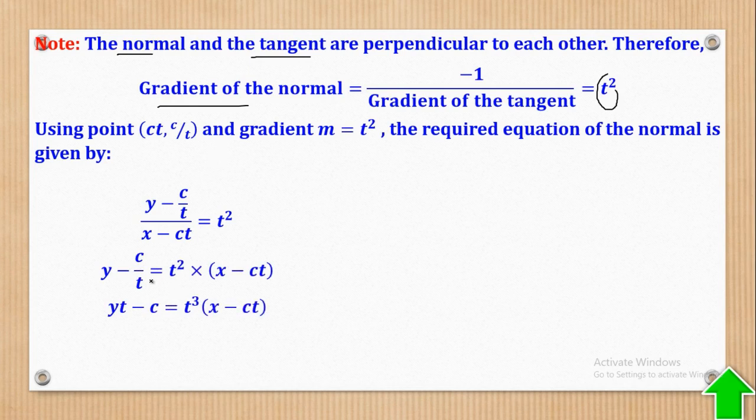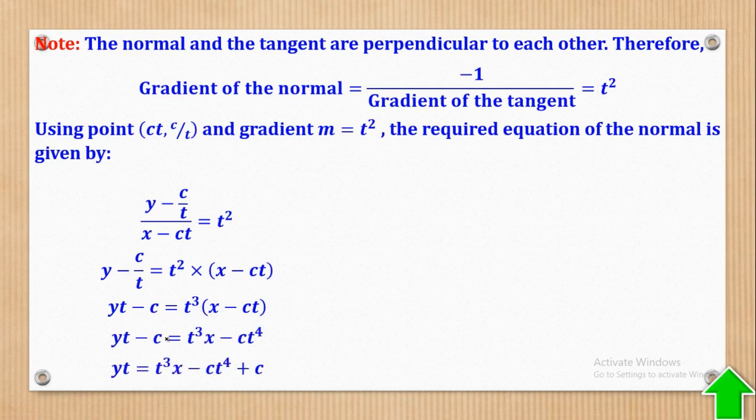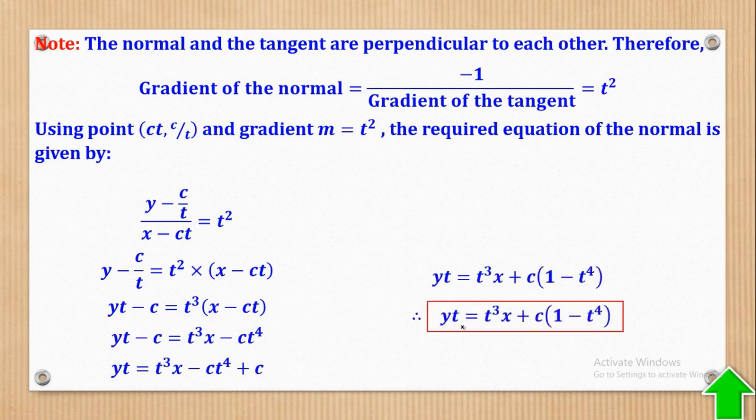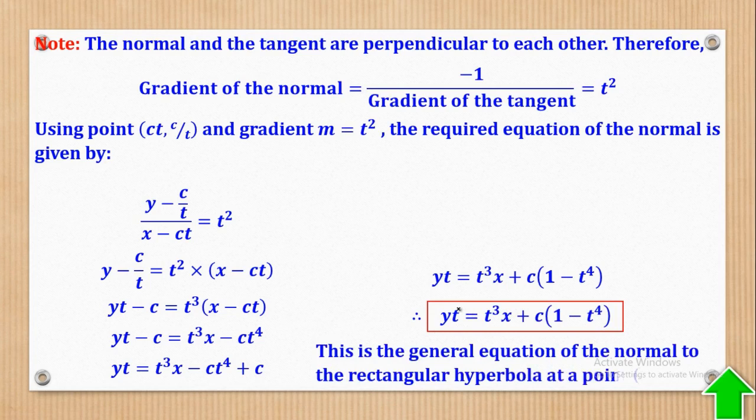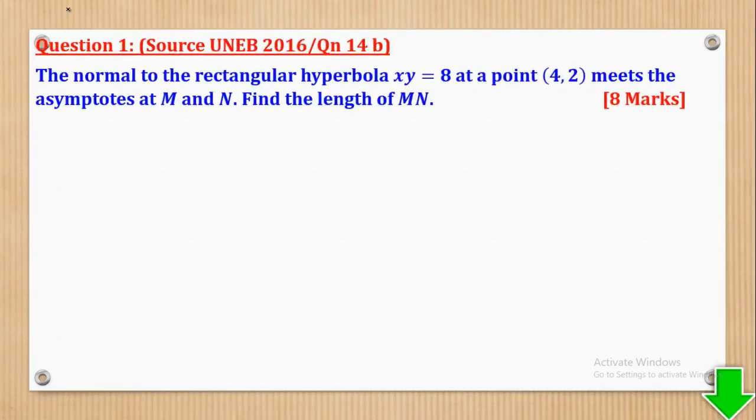So here, what I've done is multiply throughout by the LCM to come up with this. Simplify to come up with that, and that would be the equation of the normal. So the procedure is always the same as the one for the hyperbola, only that here the general point changes. So now we shall go through some of the questions.